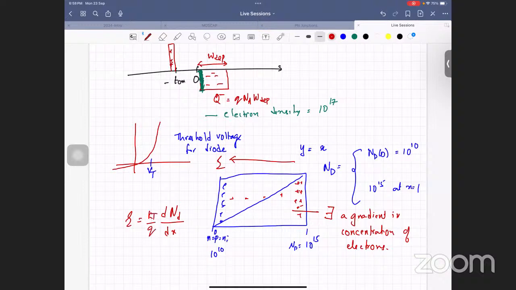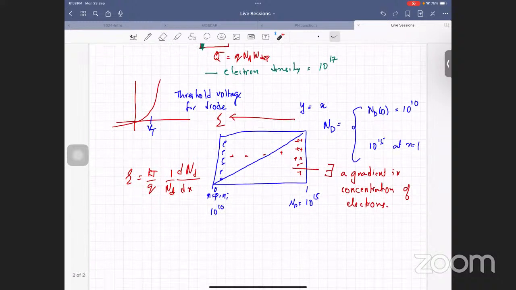How do I remember this? There should also be 1 by n, no? 1 by n also will be there, kT by q, 1 by n, otherwise you're not balancing the charge. Yes, correct. 1 by nd should be there. If you keep 1 by nd, this is taking care of the centimeter cube inverse. This is volts, and this is volts per centimeter. This is the expression.